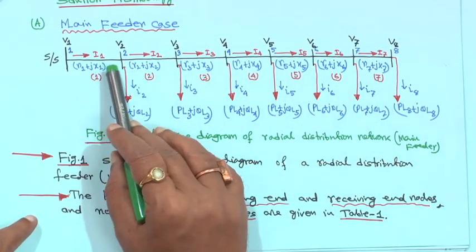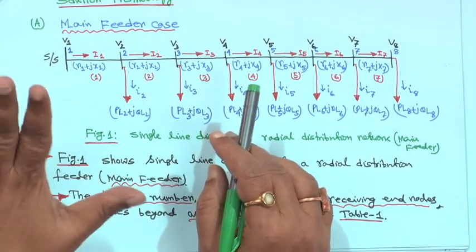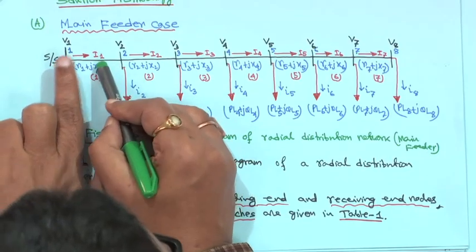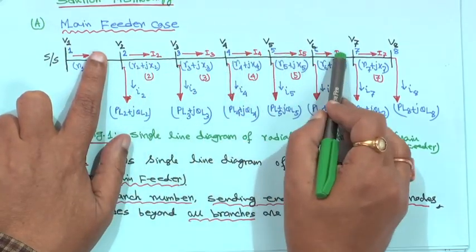And how many nodes are there beyond each branch? For example, how many nodes are there first? Suppose this is your branch 1. Beyond this branch, how many nodes are there? 2, 3, 4, 5, 6, 7, 8, right?